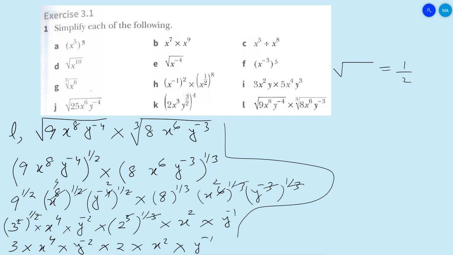This 3 and this 2 multiply by each other, so 3 2s are 6. This is x4 and this is x2, so both powers will be added, 4 plus 2. This is y minus 2 and this is y minus 1, so both powers will be added, minus 2 minus 1. So the final answer is 6, x to the power 4 plus 2 is 6, y to the power minus 2 minus 1 is minus 3. Final answer is 6x6y minus 3.